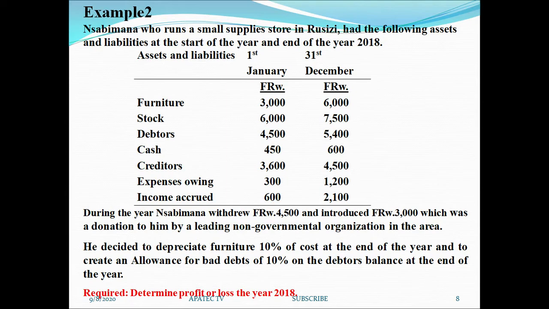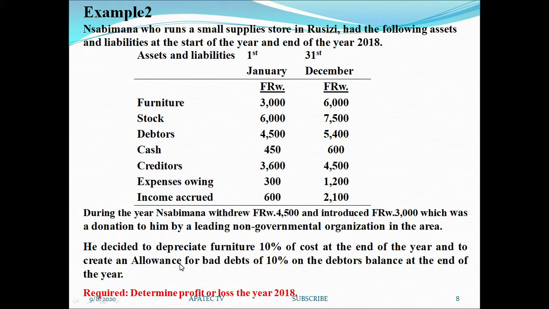Nsabimana, who runs a small supplies store in Rusizi, had the following assets and liabilities at the start of the year and end of the year 2018. We have assets for the 1st January and the 31st December. That means here January is for opening. My dear friends, January is for opening. I hope you are understanding this. This is for opening assets and liabilities. For closing it is this, for December 31.